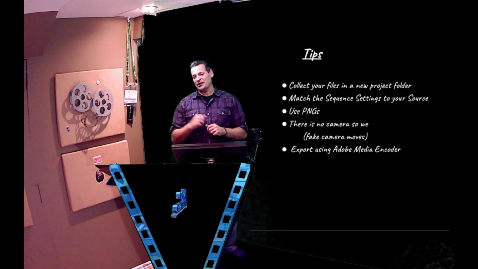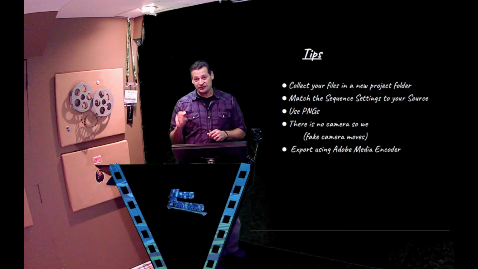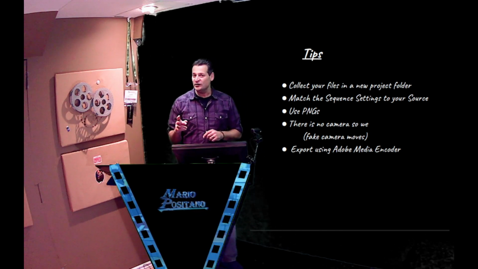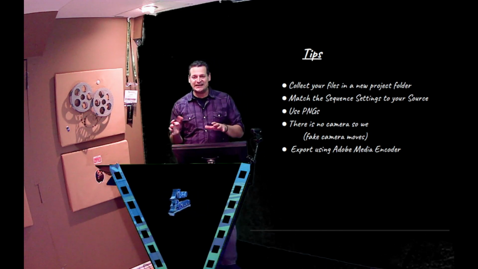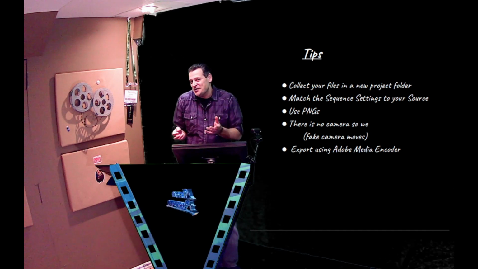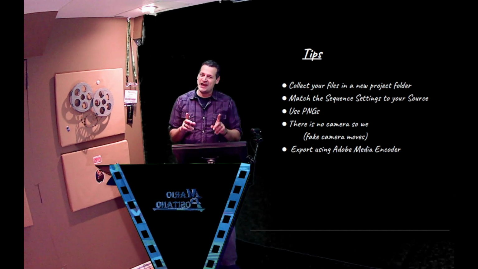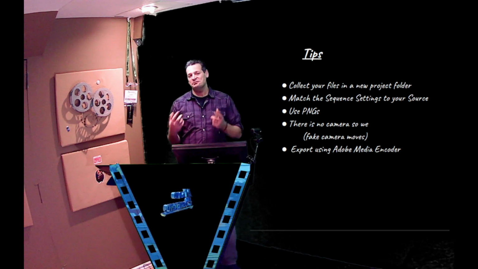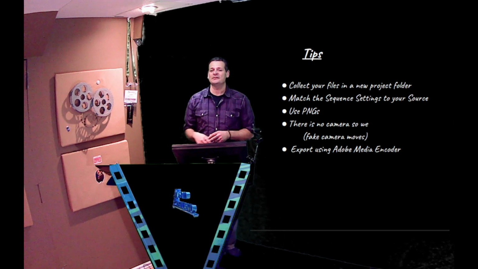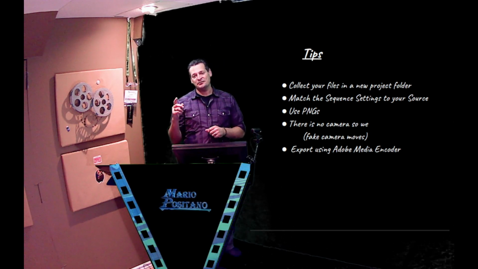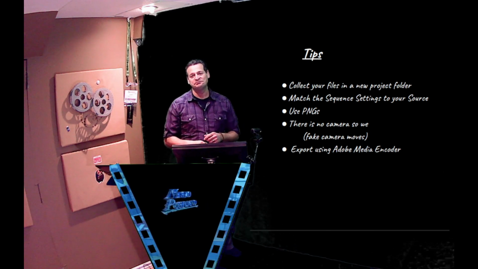There's no camera in Premiere. There's a camera in After Effects, but there's not one in Premiere. So we do these fake camera moves that look good. People don't know we're faking it, but they're not camera moves, but they look like them. Export using Adobe Media Encoder.